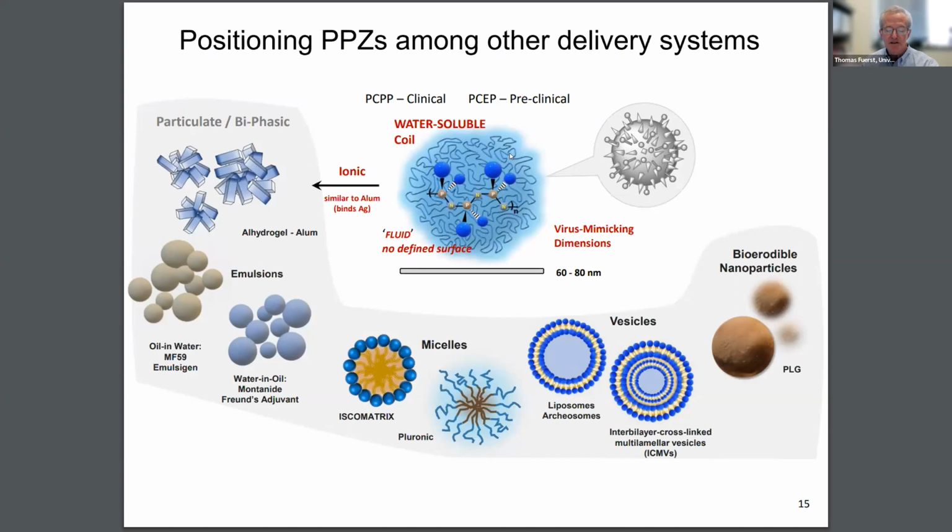In this slide, we show the scope of common vaccine adjuvants and delivery systems, as well as polyphosphazene, or PPZ for short. All other systems are particulate in nature. They're salts, they're emulsions, they're seals, they're vesicles, they're insoluble polymers.